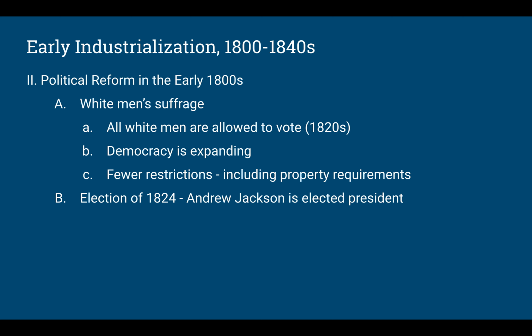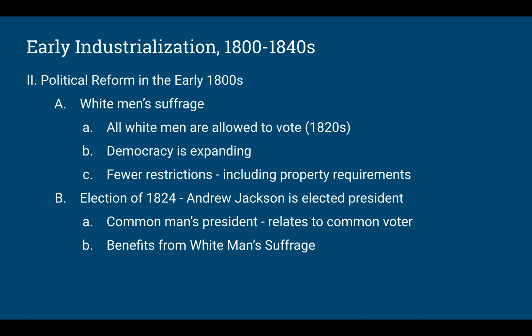Election of 1824, Andrew Jackson is elected president, and he was known as the common man's president. He related to that common voter, that white male that maybe didn't own property. And so he benefits from white men's suffrage and is elected.